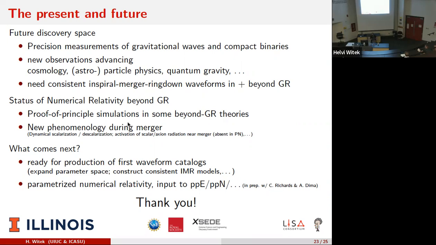I haven't talked too much about the status of numerical relativity, but we are now at the stage where we have the first proof of principle simulations available. So it's probably counting one or two handfuls. Now we can really go towards building catalogs of such waveforms and then do parameter estimation, try to identify maybe signals of deviations from our standard model in our observations. So this is what would be coming next.